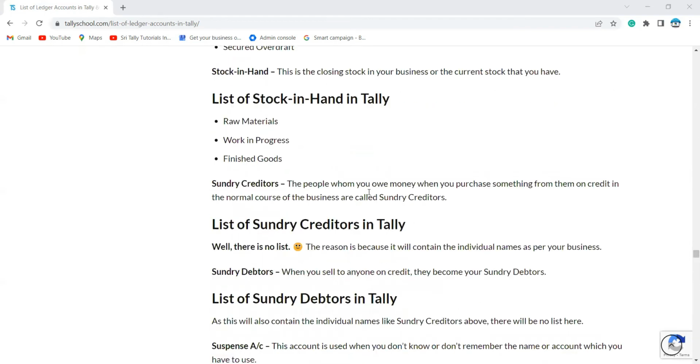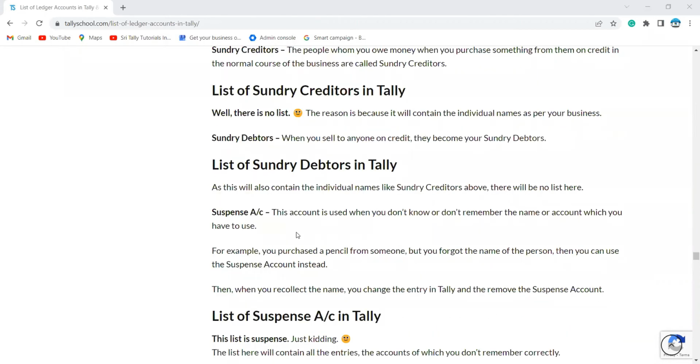Sundry creditors. The people to whom you owe money when you purchase something from them, on credit in the normal course of the business, are called sundry creditors. Sundry creditors means simply our suppliers. We are purchasing goods from suppliers, all those suppliers are called sundry creditors. List of sundry creditors in Tally. So for example, goods purchased from Murali. Murali is a sundry creditor. List of sundry debtors. Debtor means our customers. All our customers are sundry debtors. I mean receivers. Sold goods to Venkat. That Venkat account comes under sundry debtors.